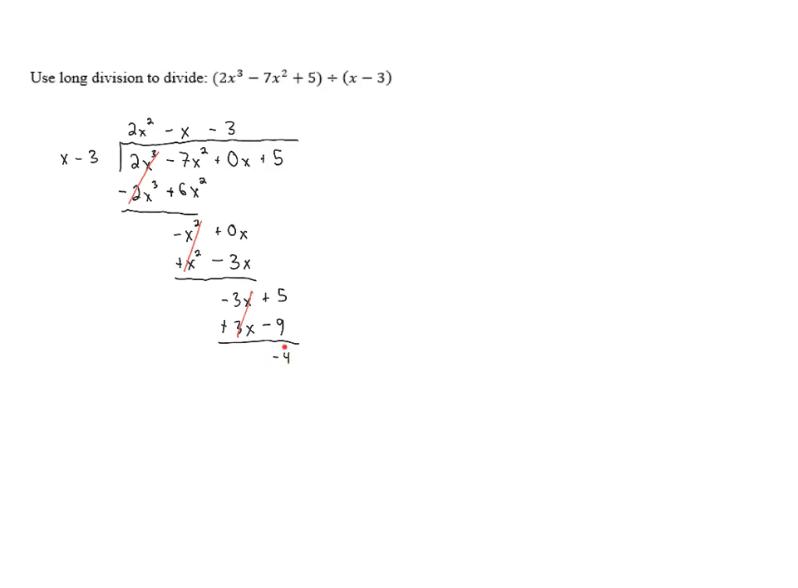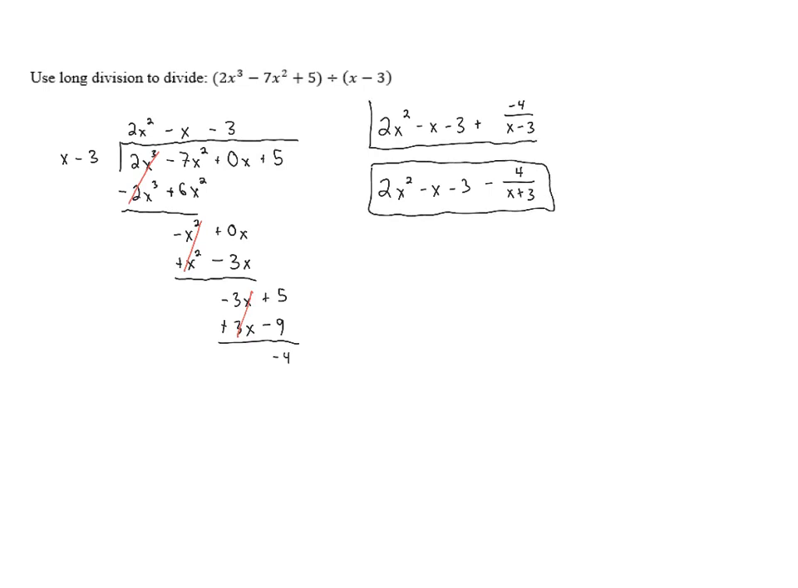This becomes our remainder. And so we end up having 2x squared minus x minus 3, and then plus negative 4 over x minus 3. Or equivalently, you could write that remainder as minus 4 over x minus 3. Either one of these is perfectly acceptable as a final answer.